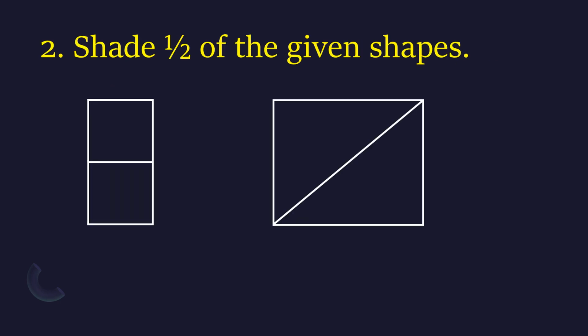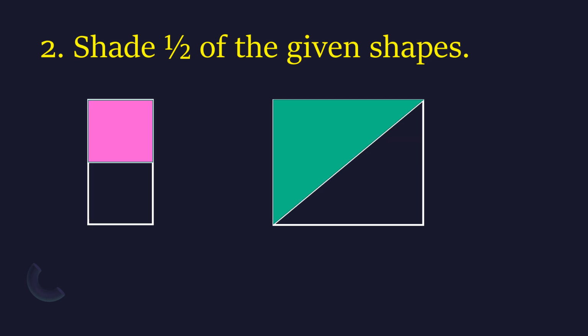Shade 1 by 2 of the given shapes. So we have 2 parts in each shape. We should shade 1 part. So each figure represents 1/2.